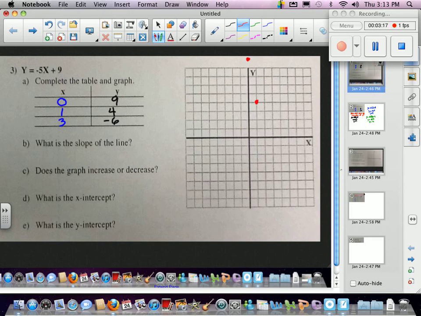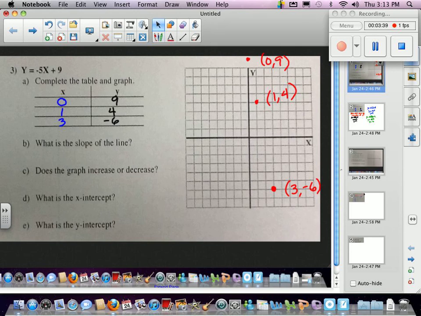So when we graph 3, negative 6, we're going to start at the origin, go right 1, 2, 3, then go down 1, 2, 3, 4, 5, 6. We end up there at 3, negative 6. This one was our ordered pair 1, 4, and of course 0, 9 was up top. Next thing we need to do, since we are graphing an equation, is draw a line through it. We're going to go ahead and draw our line through it. And there's our line.